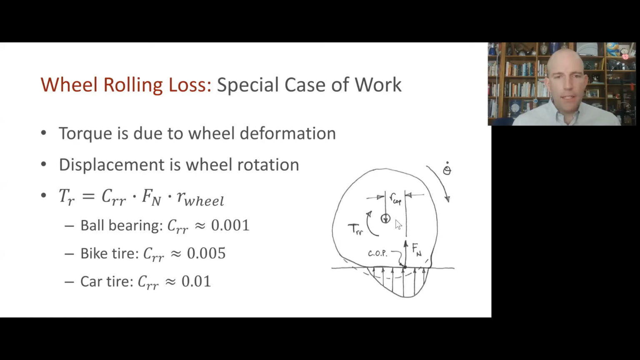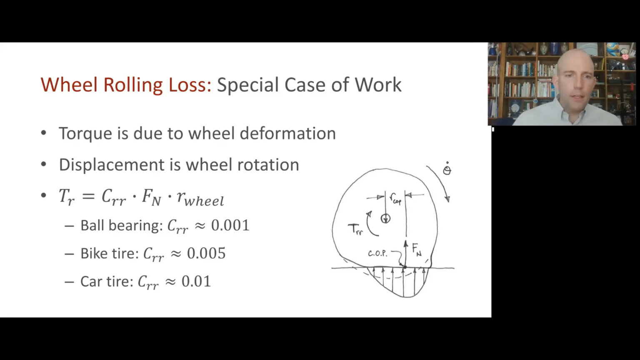And then the amount that the center of pressure creeps forward relative to the total wheel radius is going to be captured by this coefficient, the coefficient of rolling resistance. This is a function of the materials involved and the speed of rolling and things like that. But generally, as back of the envelope guidelines, the coefficient of rolling resistance for a ball bearing, two hard metal surfaces rolling together, is like 0.001, really small. For a bike tire, 0.005, and for a car tire, more like 0.01.